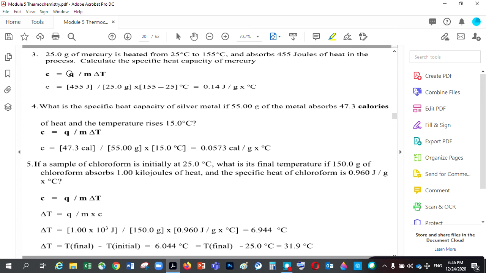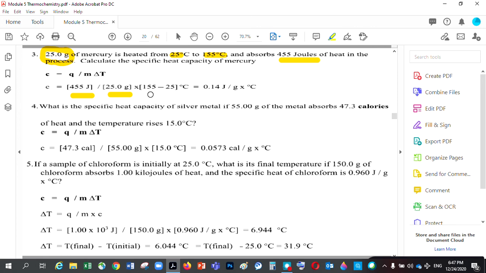Let's look at one of the examples here. 25.0 gram mercury is heated from this, this is your initial, this is your final, and it absorbs 455 joules. This is an endothermic process, it's taking in this amount of joules, correct? Calculate the specific heat capacity of mercury. Well, the specific heat is Q, the energy, divided by the mass multiplied by the temperature change. You put Q in joules, divided by the amount of mercury given to you here, multiplied by the difference of the temperature.